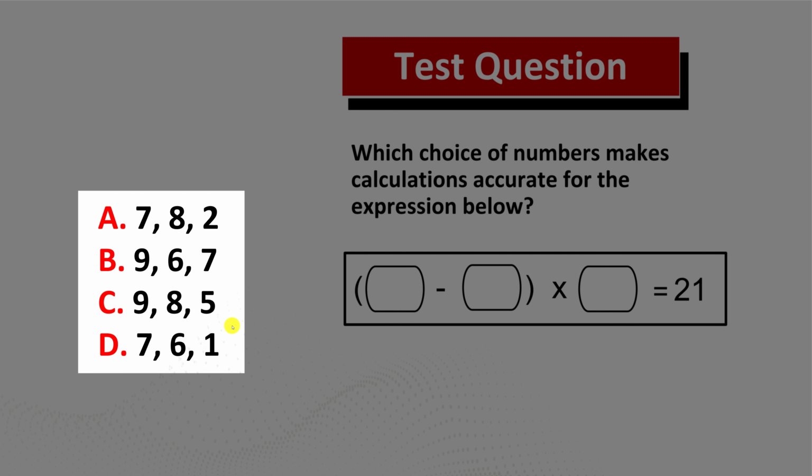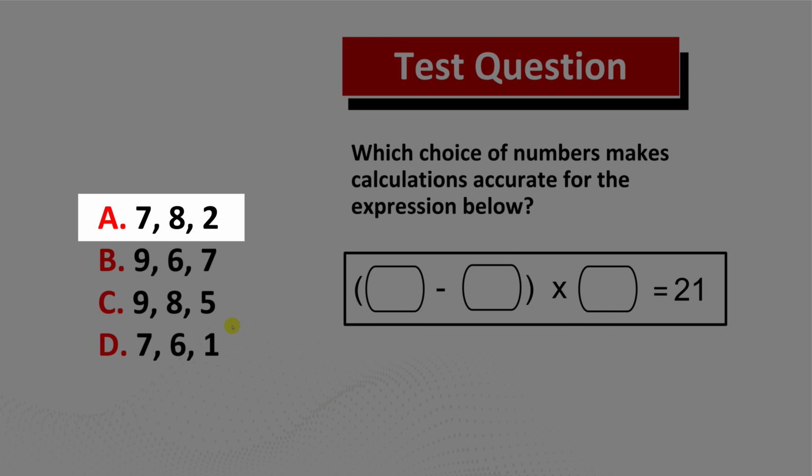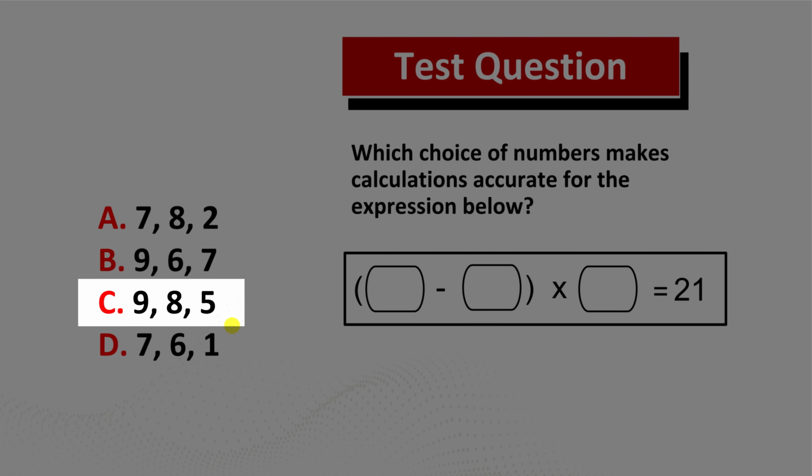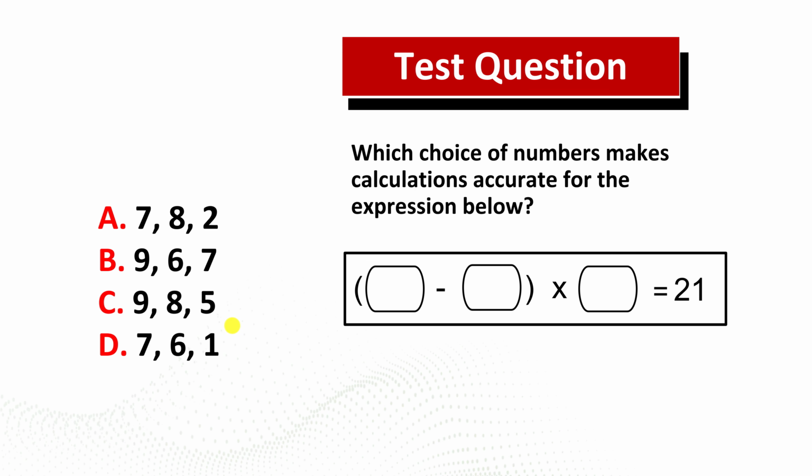And you have 4 different choices. Choice A, 782. Choice B, 967. Choice C, 985. Or choice D, 761. Feel free to pause this video and try to solve it. And if you came up with the answer, feel free to post it in the comment section of this video and I'll give you my feedback.